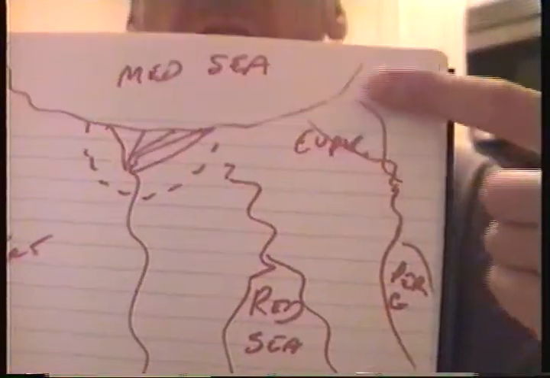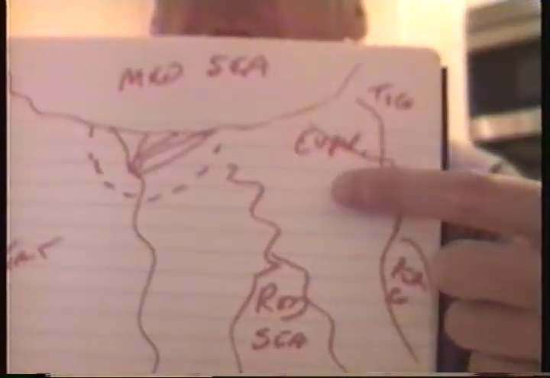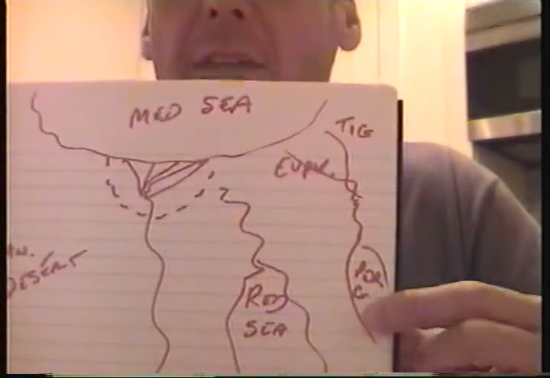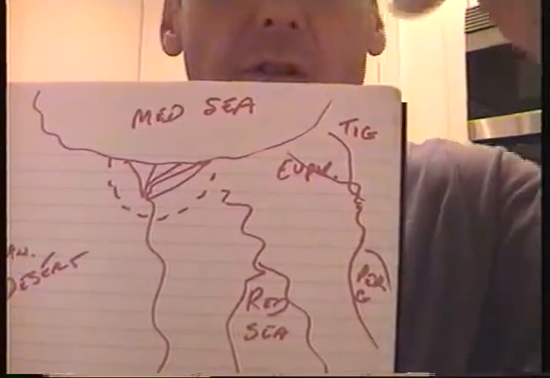Tigris, T for the river that's kind of on the top. Euphrates, there we go. Euphrates, and then the Persian Gulf here. Sorry, it's the automatic focusing.